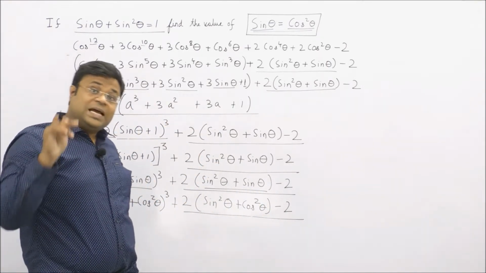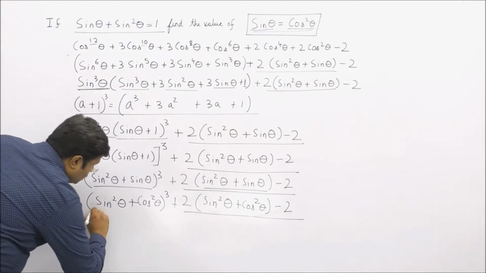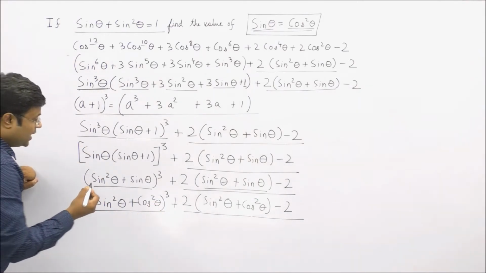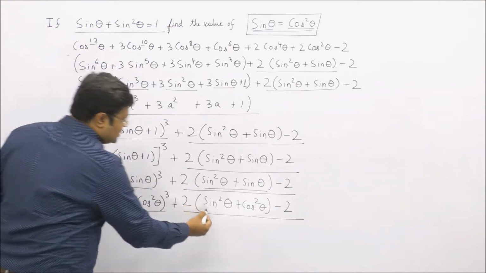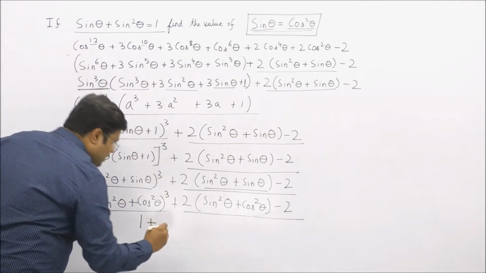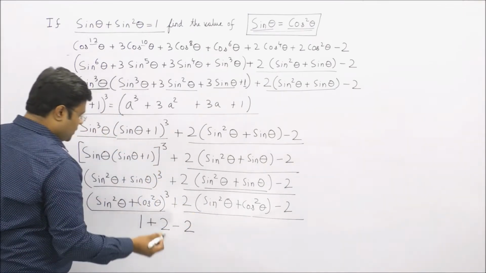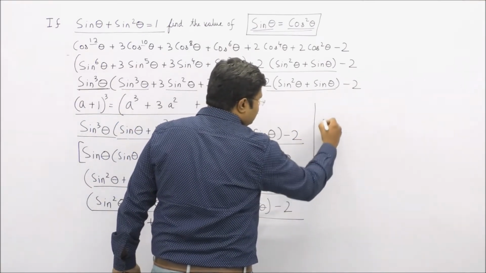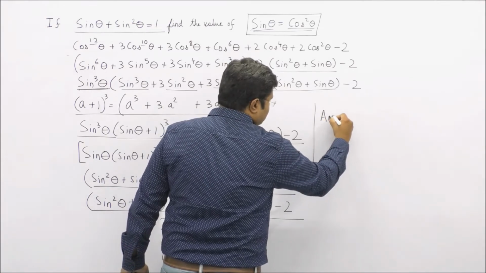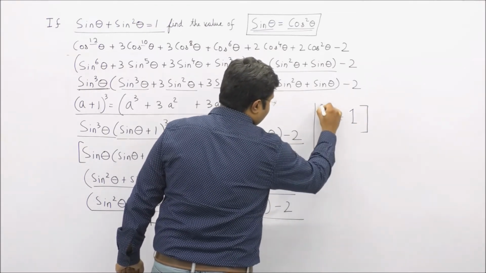Now we all know sin square theta plus cos square theta is 1. So this is sin square theta plus cos square theta, which is 1 cube, which is 1, plus sin square theta plus cos square theta, 1 into 2 is 2, minus 2. So 2 minus 2 will get cancelled. The answer to this expression is 1.